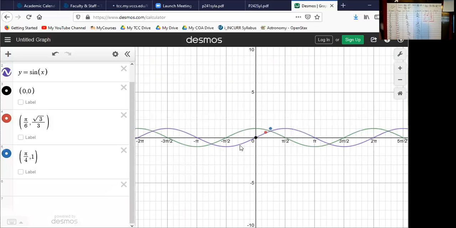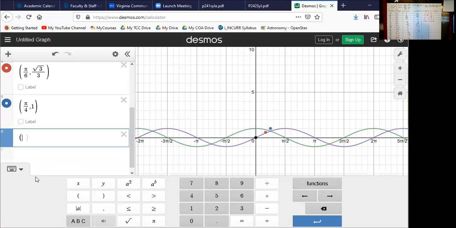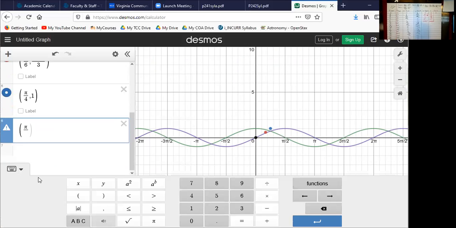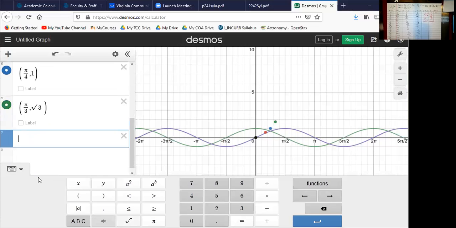Okay, now I can start to see there's my cosine again in green, there's my sine again in purplish, bluish, whatever color that is. And now I can do the next value, which is pi over 3. So parenthesis, control V, divided by 3, comma. And that value, pi over 3, is going to give us square root of 3. So I'll just do square root 3. And lo and behold, I get that point.